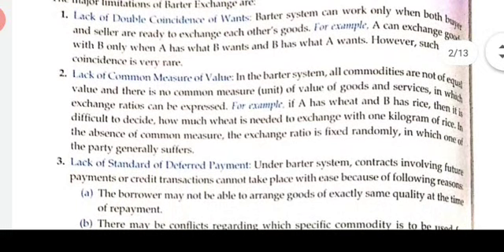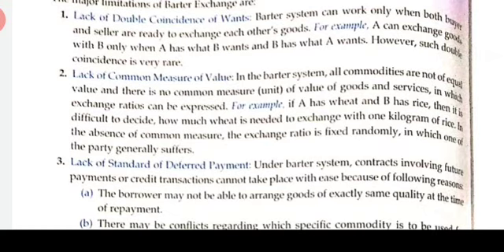Second is lack of common measure of value. In the barter system, all commodities are not of equal value and there is no common measuring unit. In today's time, with the invention of money, we know the price of 1 kg of wheat, the price of 1 meter of cloth, and the price of 1 liter of water, isn't it, children? Measurement has become easier in today's time, but in the barter system all this was not there.